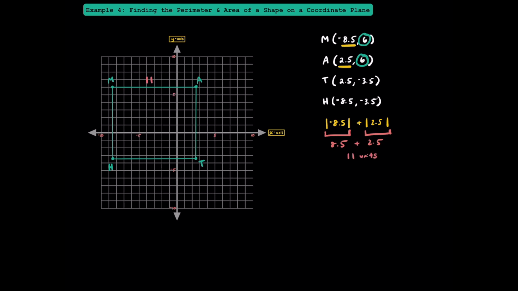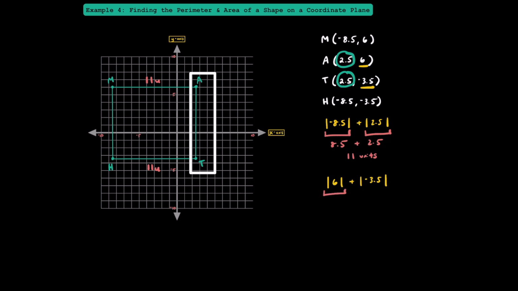At this point, we know the top is going to be 11 units and the bottom is going to be 11 units. Now let's see how far apart points A and T are from each other. Since points A and T are above and below each other, they have matching x values. If that's the case, we can just compare their y values to find their distance. Since they're in different quadrants, we're going to take the absolute value of 6 and add it on to the absolute value of negative 3.5.